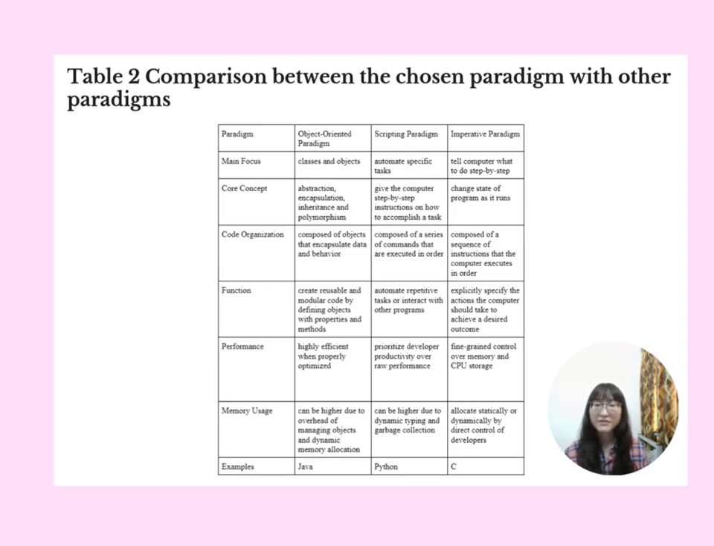Next is performance. The object-oriented paradigm is highly efficient when properly optimized. The scripting paradigm prioritizes developer productivity over raw performance, and the imperative paradigm offers fine-grained control over memory and CPU storage.